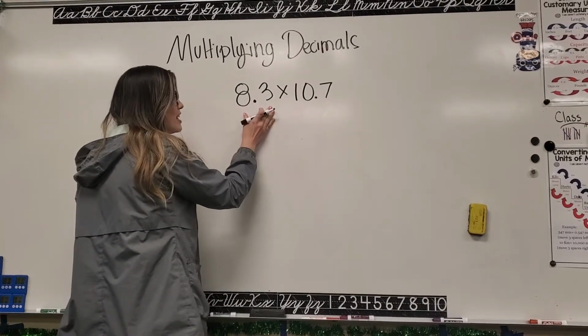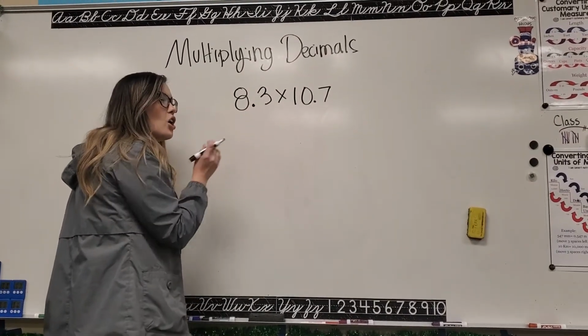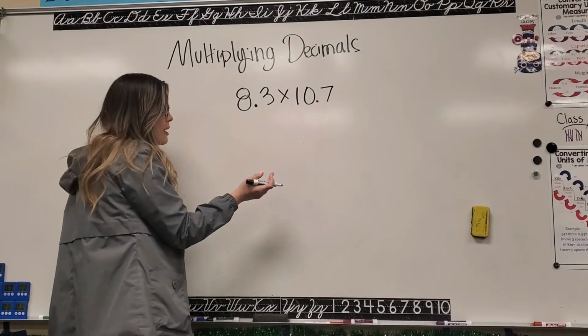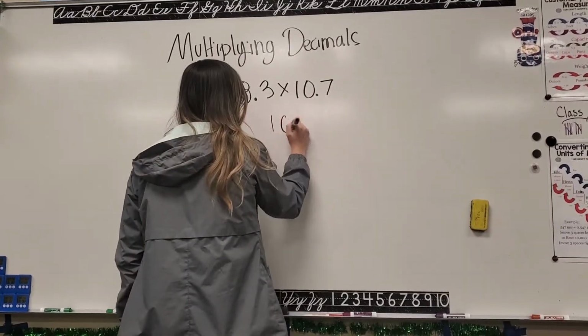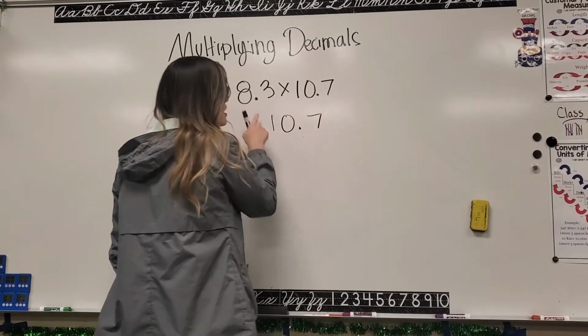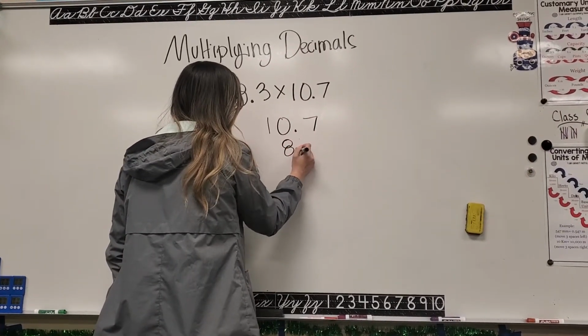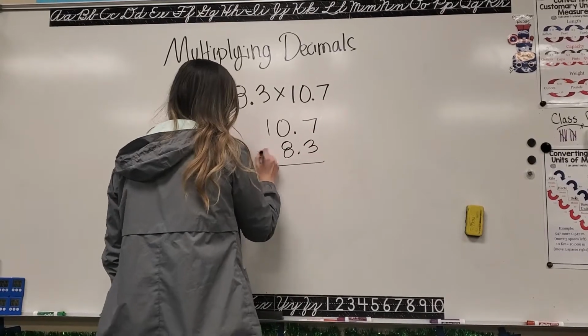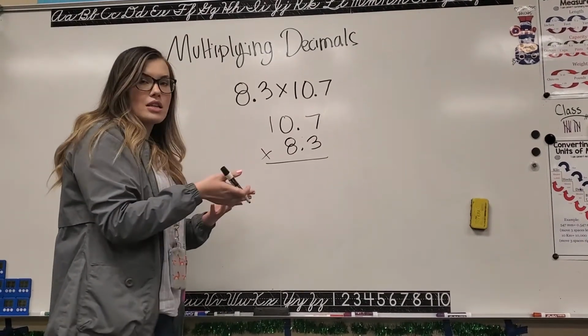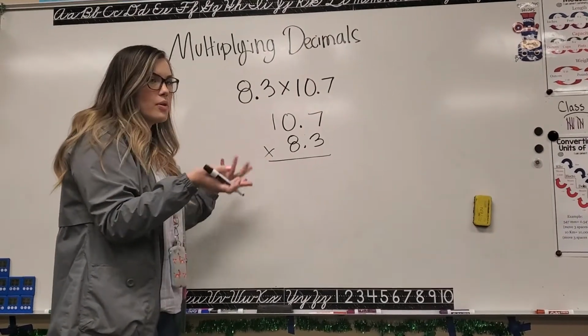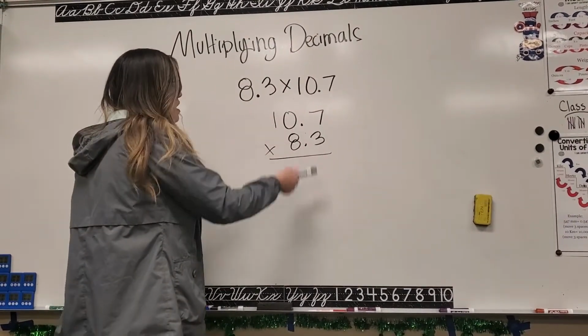So with this, I usually like to have the longest number on the top, okay? In this case, it is also the biggest number. So 10 and 7/10 times 8 and 3/10. With multiplying decimals, you don't have to line up the decimal. In this case, it just lined up naturally. You're lining up the numbers. This one lined up the decimal as well, which is great. It doesn't really matter. Now I multiply.